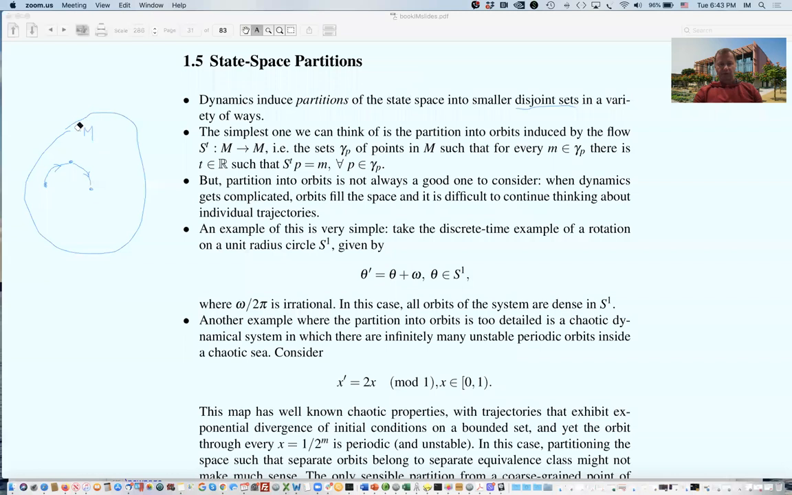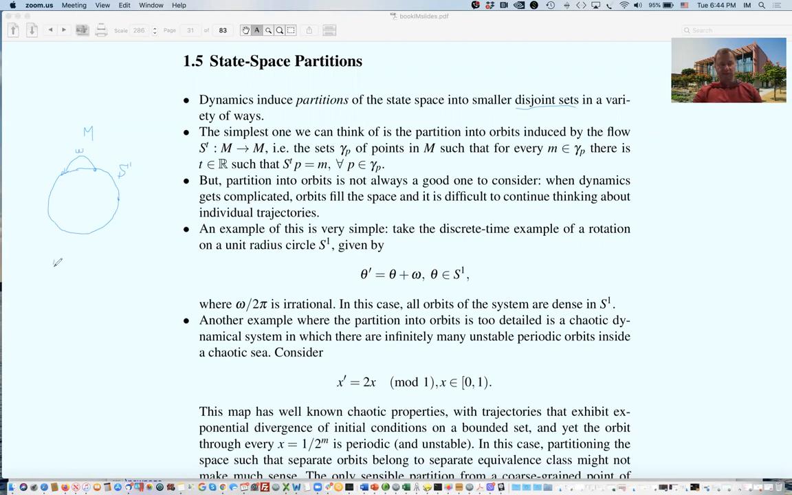For example, consider the situation when M itself is the unit circle, the circle of radius 1 that we usually denote by S1. And the dynamics on it is the one that I've talked about before, which is just a translation along the circle by some omega. The whole circle S1 is parametrized by the angle theta that goes between 0 and 2 pi.